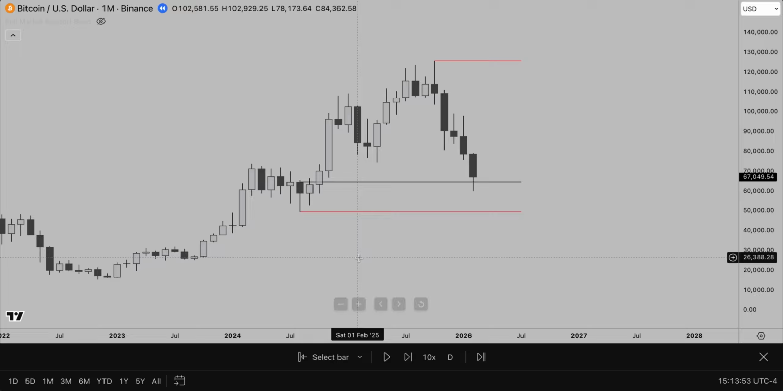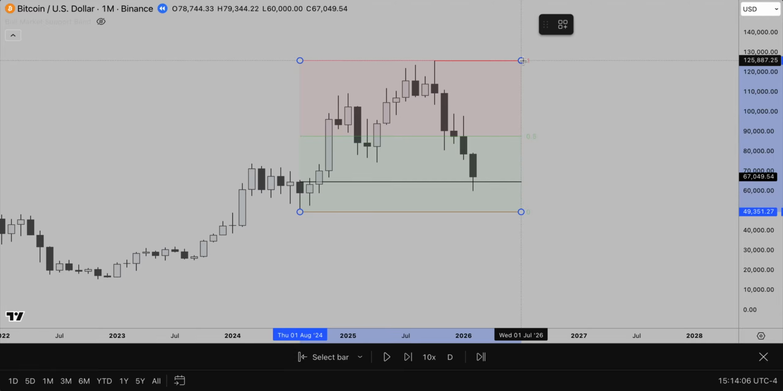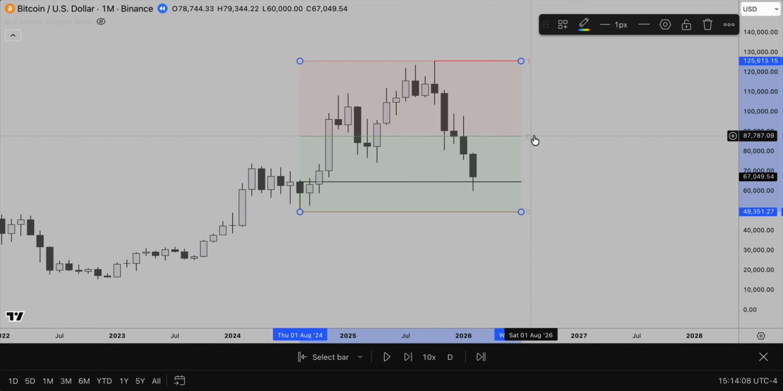Now, the main key thing that you need to understand is, where is our dealing range? This is your dealing range low. This is your dealing range high. For us to understand where price is going to go, we need to mark on this dealing range and then understand where the midpoint of this dealing range is. Now, the midpoint is exactly at 87,700.